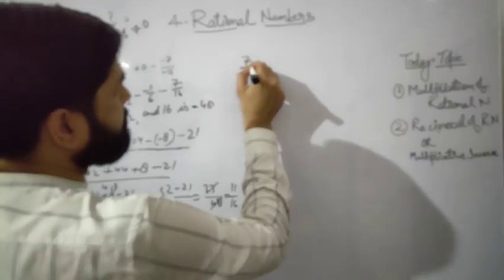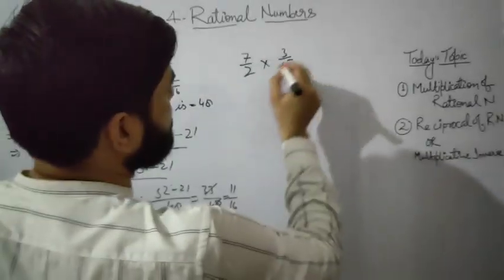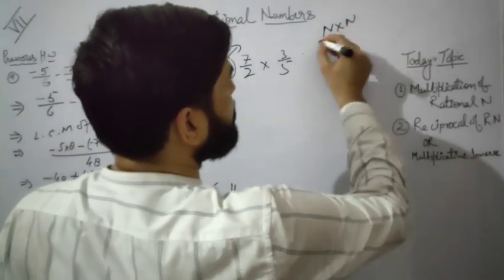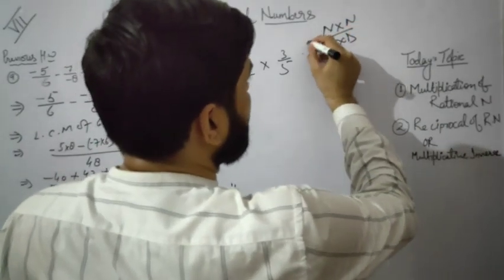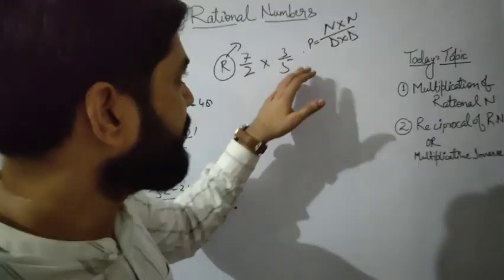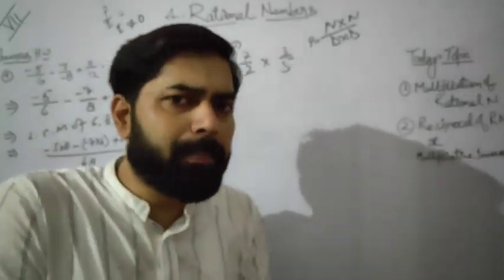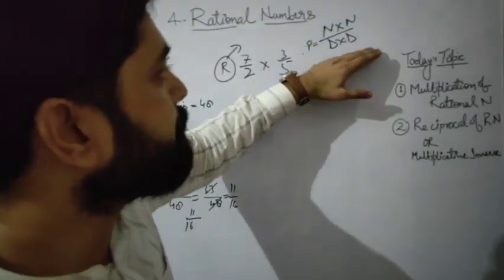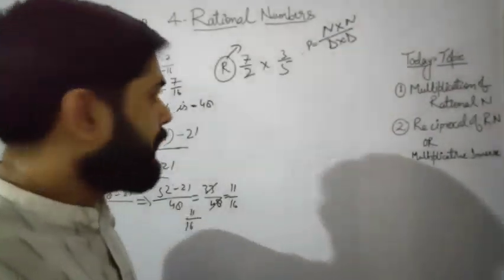Meaning, if you have two numbers, how can we multiply? Suppose 7 upon 2 multiplied by 3 upon 5 is given. The question says multiply and find the product, and these are rational numbers. We know the rule: numerator multiplied by numerator upon denominator multiplied by denominator. The product of two rational numbers is the product of numerators upon the product of denominators. You can call this a formula for finding multiplication of fractions or rational numbers.